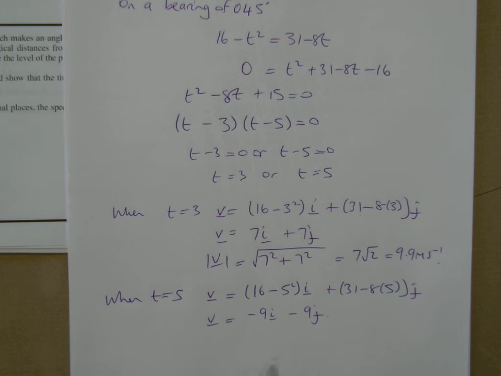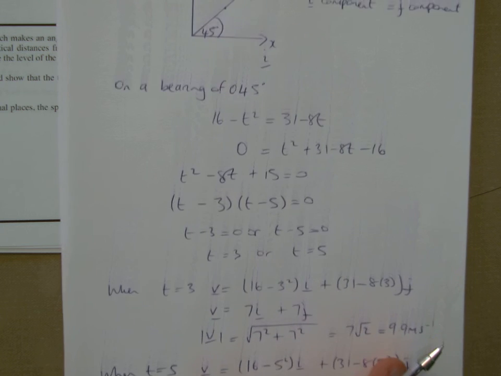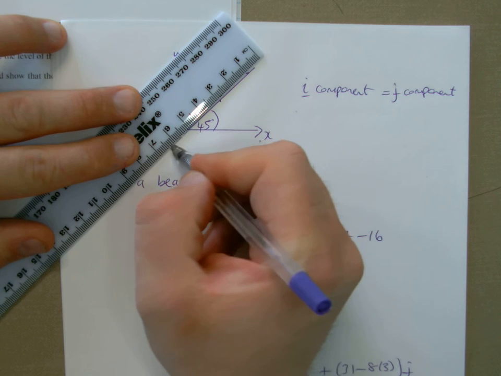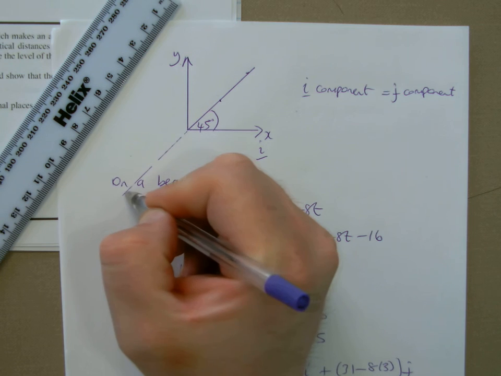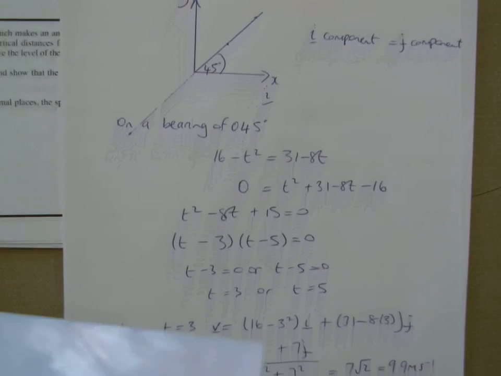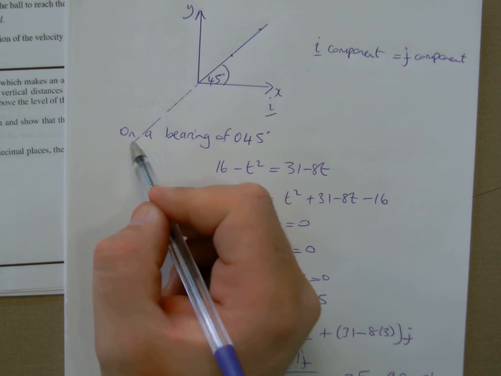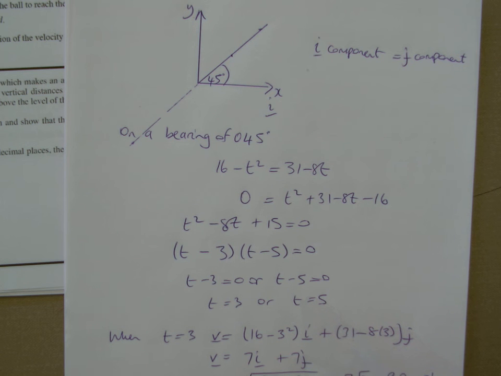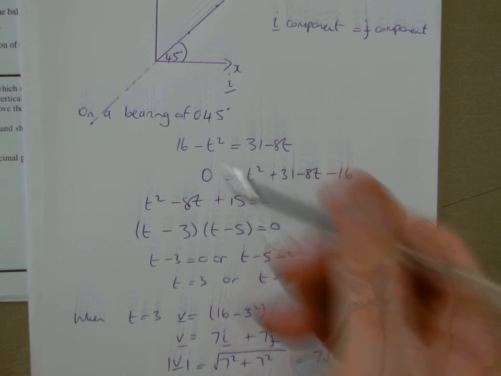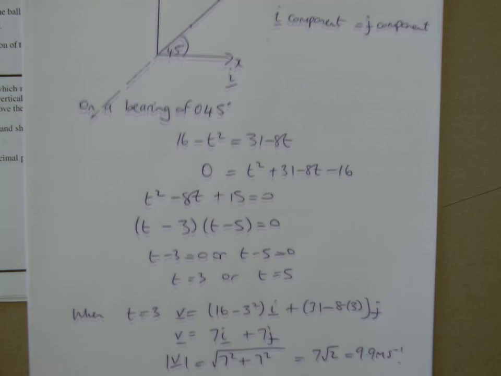However, if the velocity is that, think about what direction it's going in. Minus 9i minus 9j, it's not going on a bearing of 45 degrees, is it? In fact, it will be going on this bearing, because minus 9i minus 9j will be on that line y equals x, but it'll be over here somewhere. So the bearing will actually be 225 degrees. The result comes out because the i's will equal the j's, but we can't consider the result for a bearing of 45 degrees in that case. I'm sure you can see why it comes out, because we set the i and j components equal.